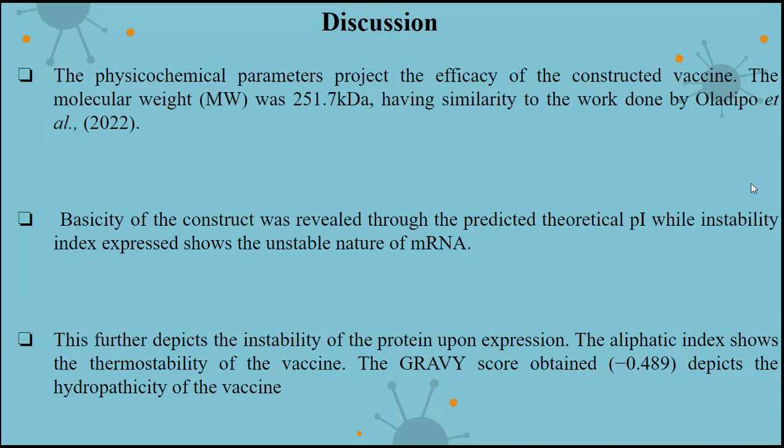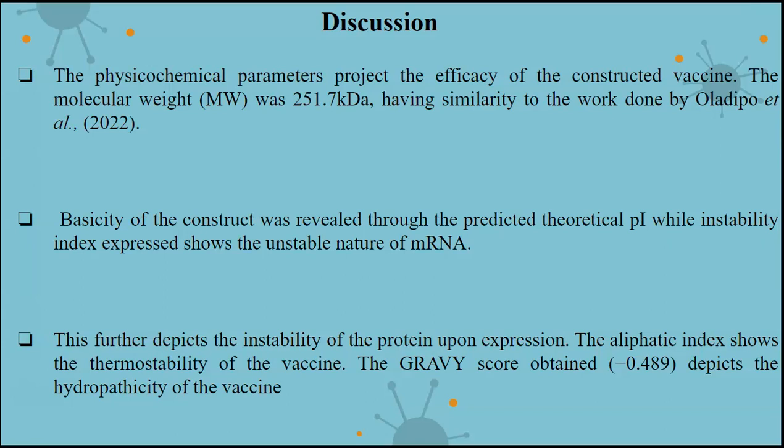As said earlier, the physicochemical properties of the construct project the efficacy of how good it is as a candidate vaccine for Lassa infections. The molecular weight, around 251.7 kilodalton, is very similar to the work done by Oladipo et al. The basicity of the construct was revealed through the theoretical pI, while the stability index showed that the messenger RNA we designed is unstable in nature, but there is more to be done so that the messenger RNA vaccine can look stable.